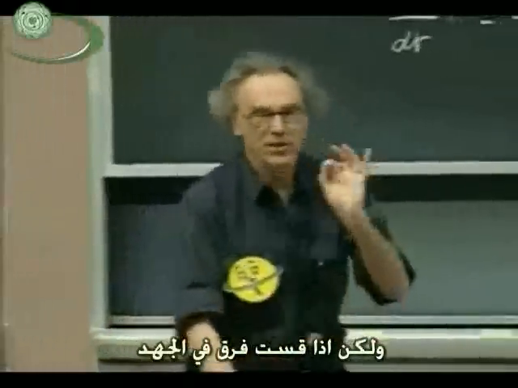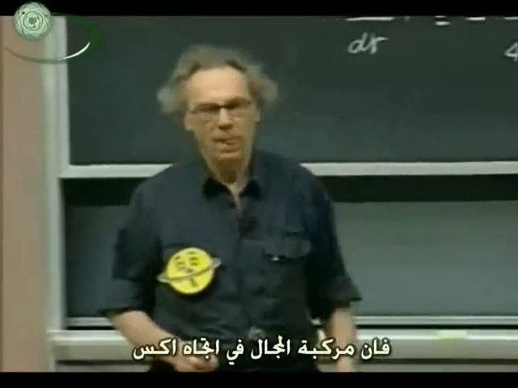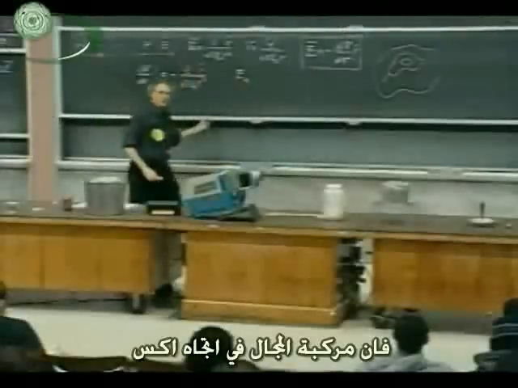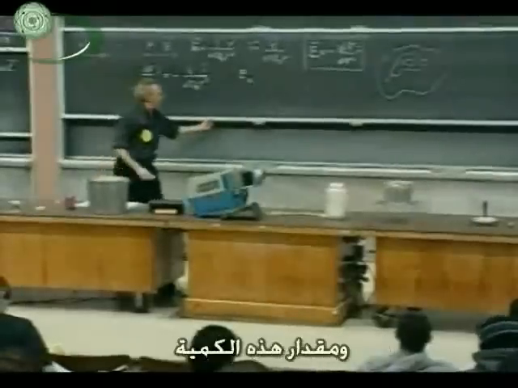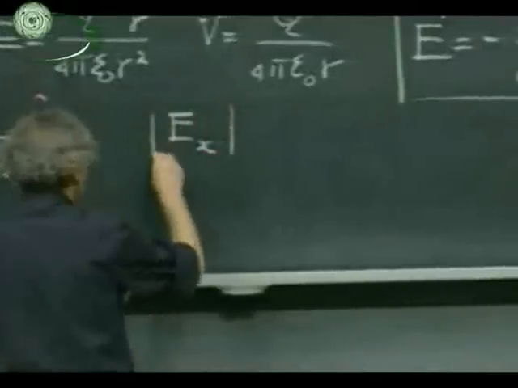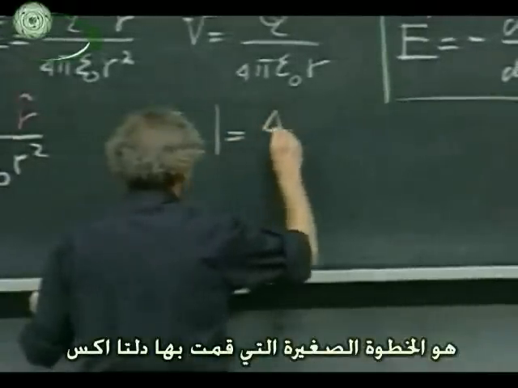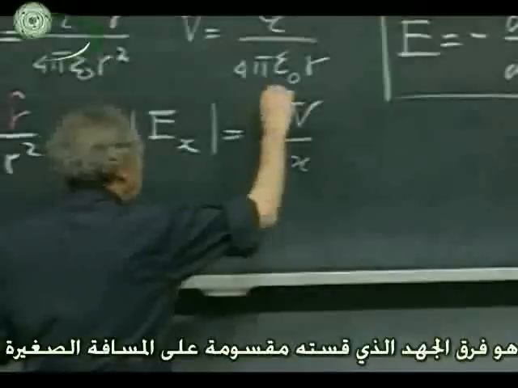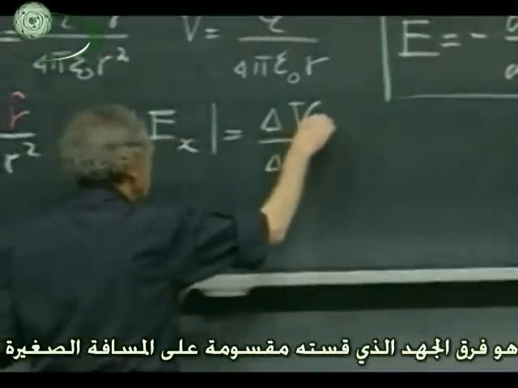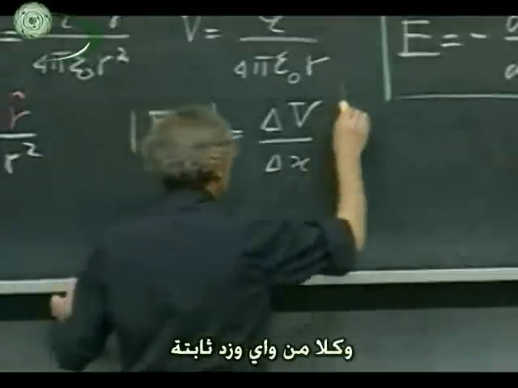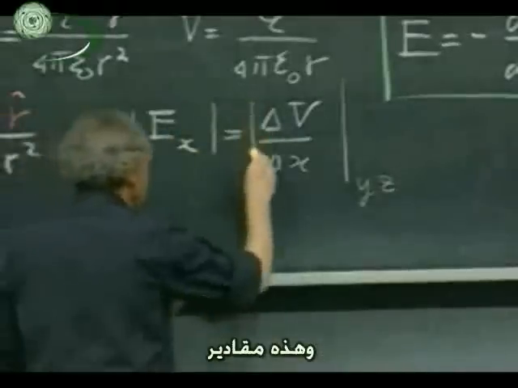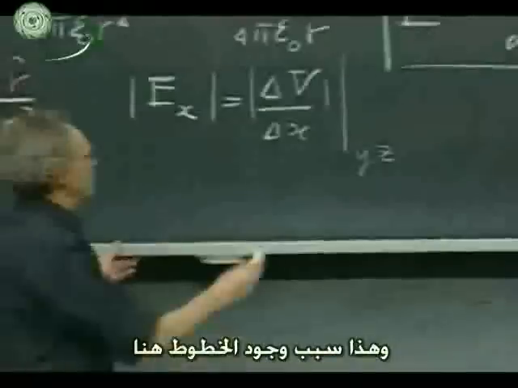If I do measure a difference in potential, then the x component of the electric field, the magnitude of that, would be the potential difference that I measure divided by that little side step that I have made, delta x. And I keep y and z constant. And these are magnitudes. So that's why I put these vertical bars here.